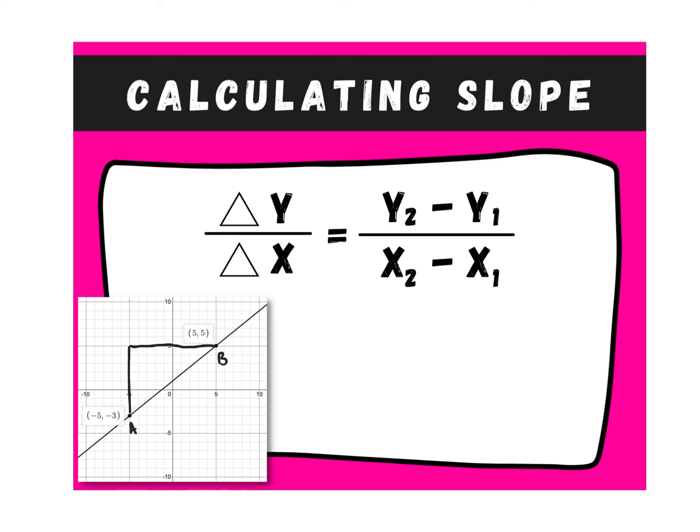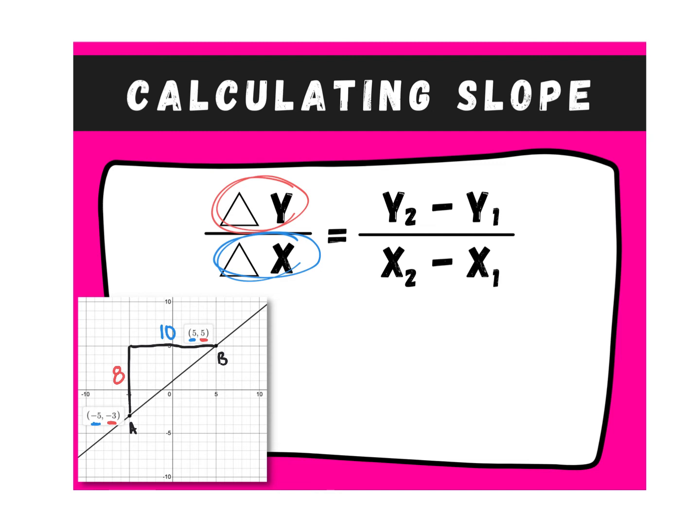Now, because I know I'm looking for the change in my y value and the change in my x value, I'm going to identify that on my graph. The rise, in this case, is a change from -3 to 5, and I know that to get from -3 to 5, I had to have risen by 8 units. The run, or the delta x, is a change from -5 to +5, and I know that moving from -5 to +5 is a change of 10 units.